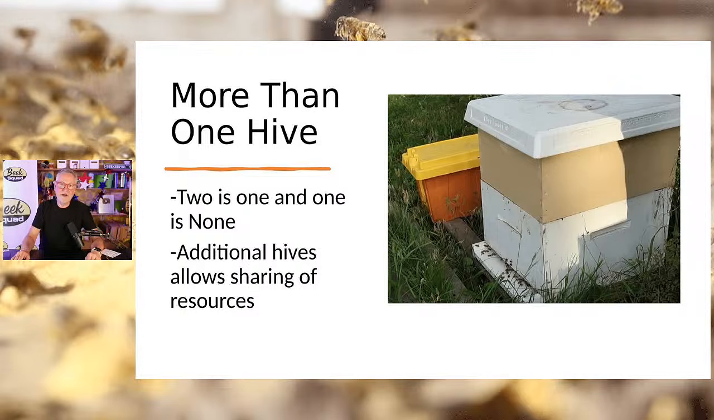Now, here's a phrase that you've heard me say before: 2 is 1 and 1 is none. And that means if you have one hive and something happens and it dies and perishes, then you don't have any hives at all. But if you have 2 hives and one goes bad, then you're still a beekeeper. You have 1 hive. So additional hives is what gives you the advantage, the upper hand, to share resources to support and back up, bolster up those weak colonies.